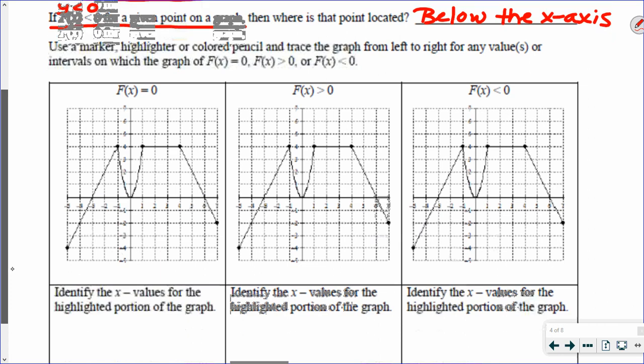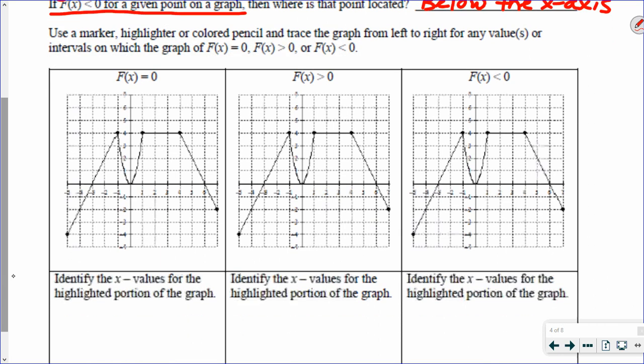So just to show you this in a picture, for f of x to equal 0, again, that's saying that y equals 0, we would just be finding the x-intercepts. So then if it says identify the x values for the highlighted portion of the graph, because we are identifying singular points, we could use set notation and we could just say x equals, and it looks like -3, 0, and 6.